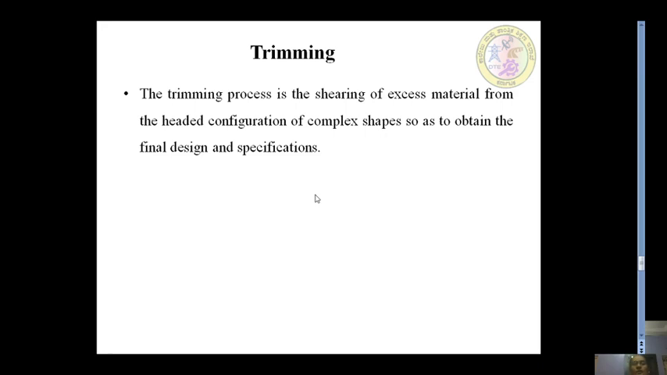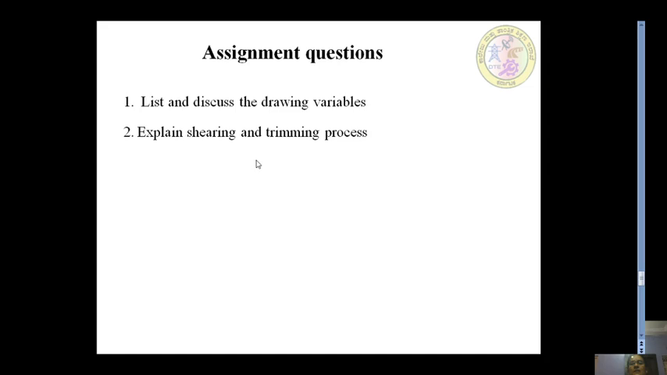We are going to have one more operation called a trimming operation. Trimming, as the name indicates, means we are going to give the required shape and size. The trimming process is the shearing of excess material from the headed configuration of complex shapes so as to obtain the final design specification.